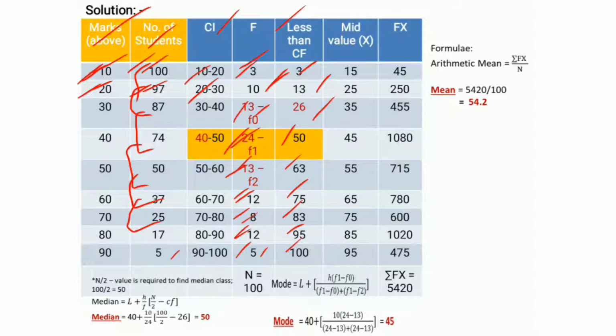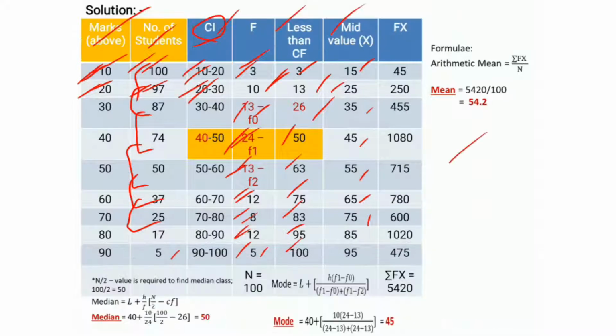After finding the less than cumulative frequency, get a column called mid value, or we call that X. How to get this X value? X is nothing but the mid value of the class interval. The first row says 10 to 20. The middle value of 10 to 20 is 15. Similarly, 20 to 30 is 25. We'll get all the values in a similar manner.